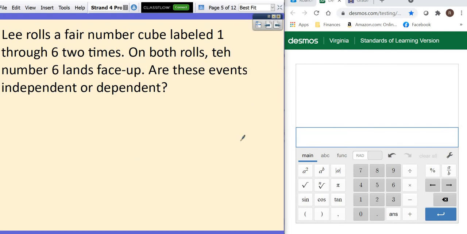Okay, let's read this one. Lee rolls a fair number cube, which is the same thing as a die or dice. Okay, dice is the plural. Labeled 1 through 6 2 times. On both rolls, the number 6 lands face up. Are these events independent or dependent? Well, they are independent because that number cube has the same number of sides every time he rolls it. So that doesn't change when you're using a number cube or a coin or a spinner. Anything like that, it is always going to be independent probability.